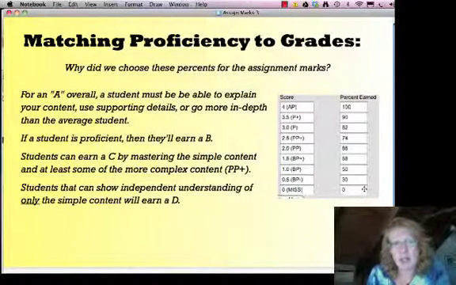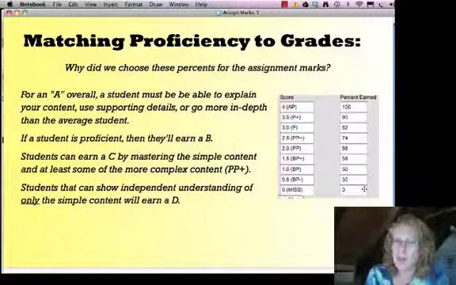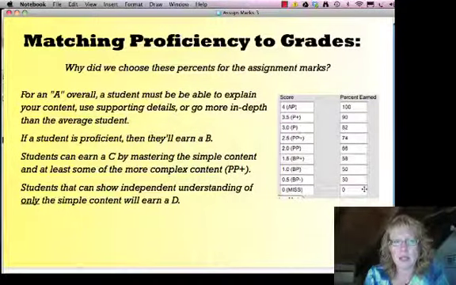To really get an A, a kid had to be able to go a lot more in depth, reaching for those 3.5s and those 4s, to give me some supporting details, some extra stuff, or to really do some in-depth research. I made a 4 pretty hard to get. A kid had to go beyond what I was doing in class to get a 4.